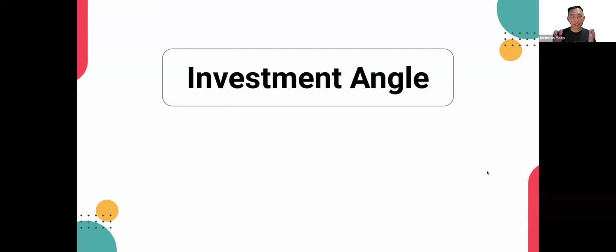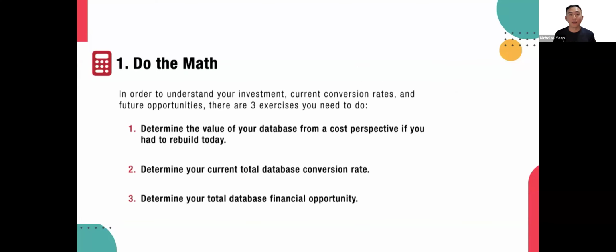I can share a little bit more. I think the next angle to look at is the investment angle. All of us know that we all sell property and we all buy properties. We look at the investment angle, how much property value are you sitting on. It's going to be the same for our database as well. So it's important that we're able to do the maths.